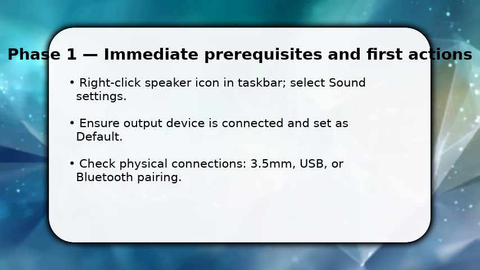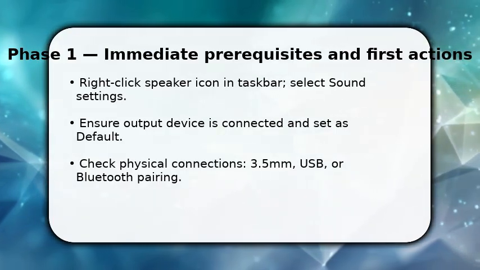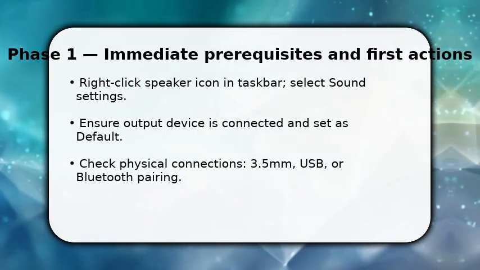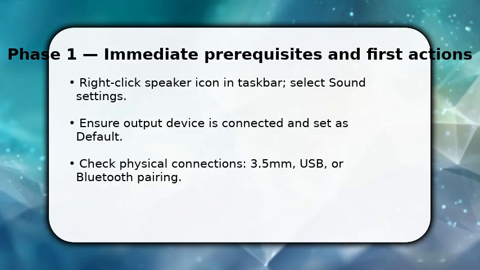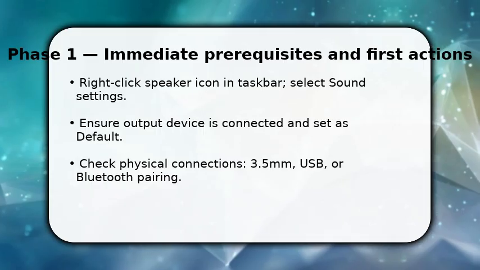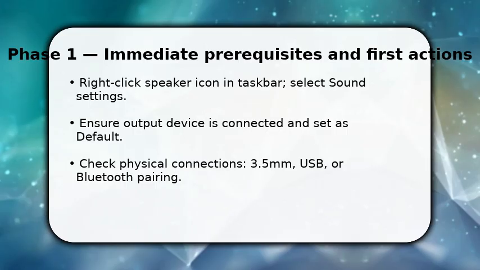You start by opening sound settings from the taskbar. This gives immediate control. Once the panel appears, pick the output device you want and set it as default so apps route audio correctly. Make sure the device is physically connected: 3.5mm cable plugged in, USB device inserted, or Bluetooth paired.